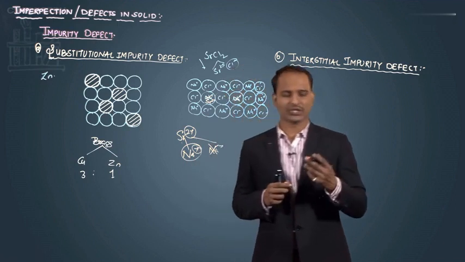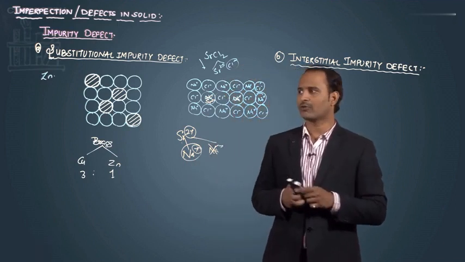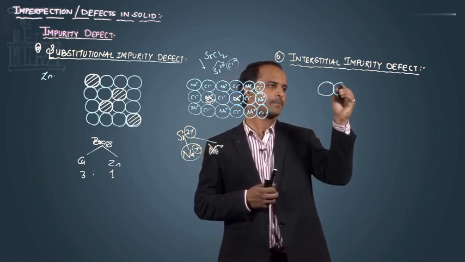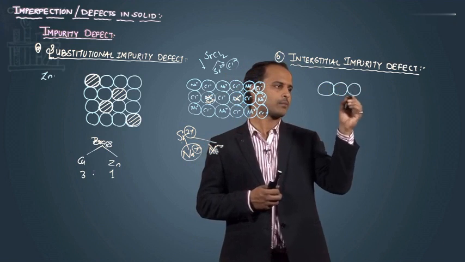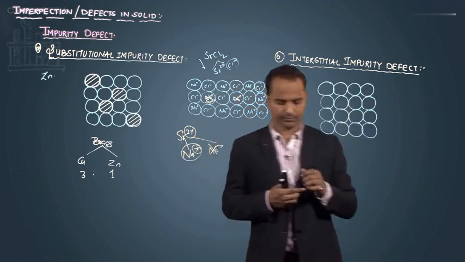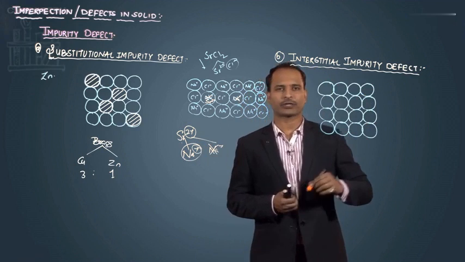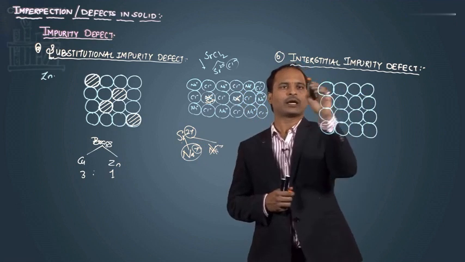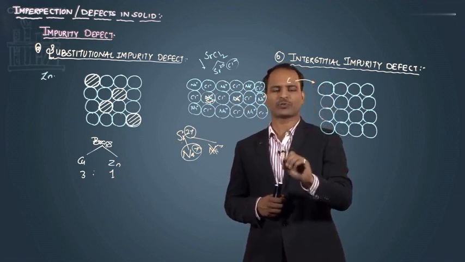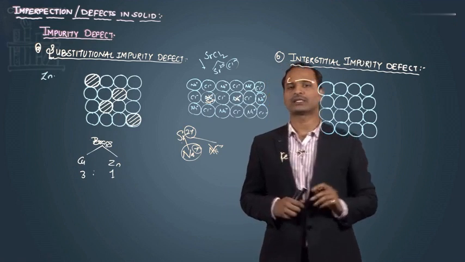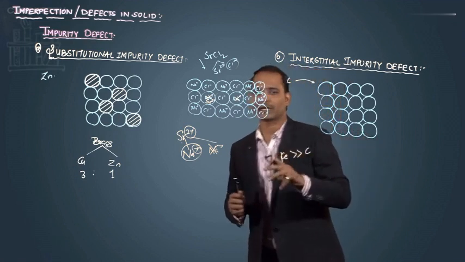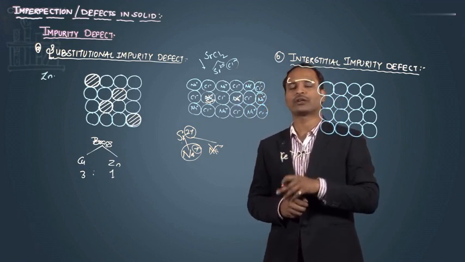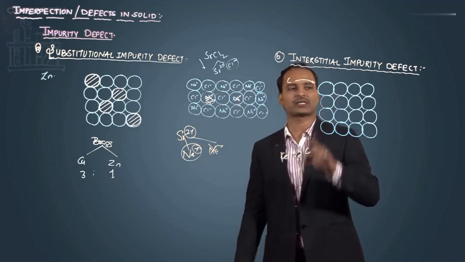Now the next is the interstitial impurity defect. What happens in this case? Suppose this is iron metal, Fe, all Fe atoms, and I am adding carbon into this, which is very small in size compared to Fe. When carbon is added, as I said, there are two possibilities: if the size is approximately the same for carbon and Fe, then carbon will substitute, or if it is smaller in size, it will occupy a void.